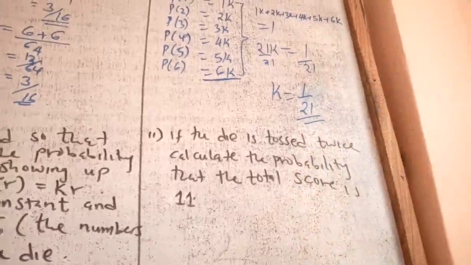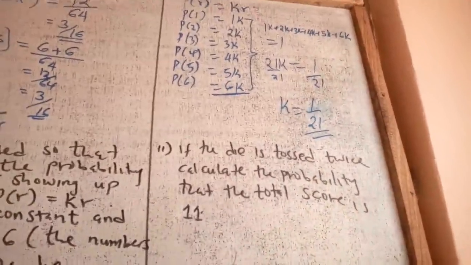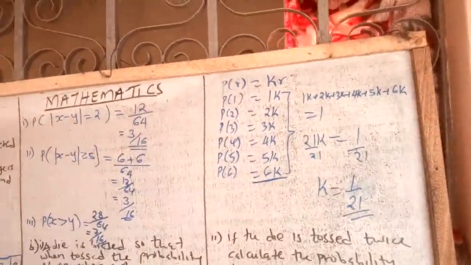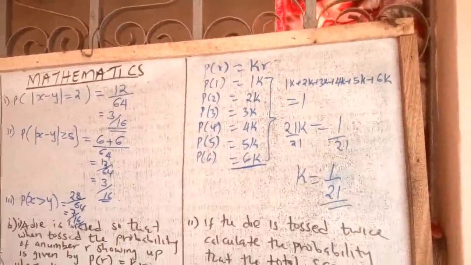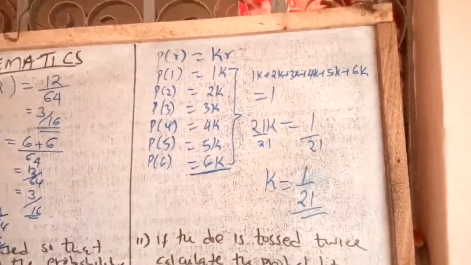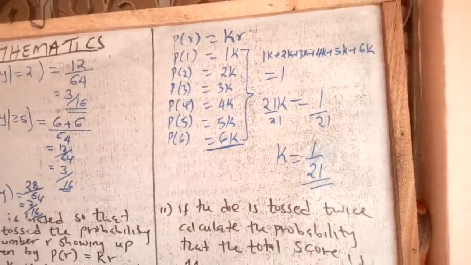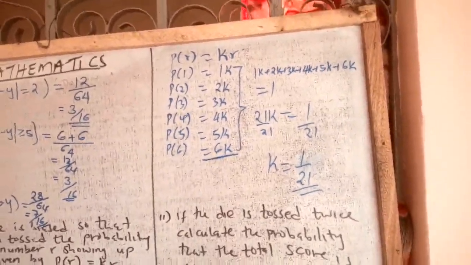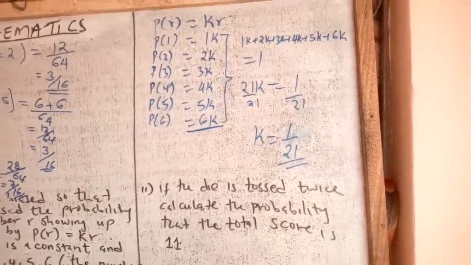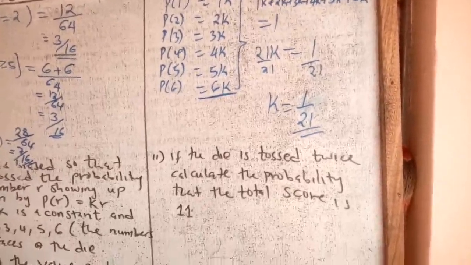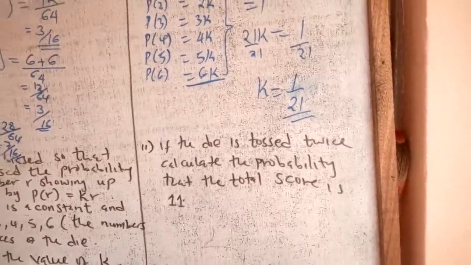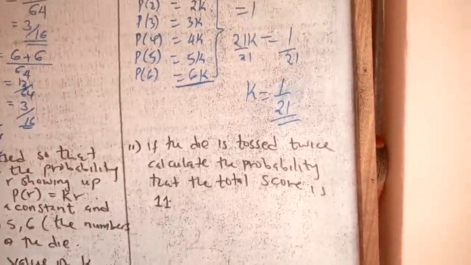You can see it is well illustrated. You're supposed to know that the probability always ranges from a value greater than 0 to a value equal to 1 or less than 1. And therefore, you add all the k's, and after adding them, you will get a total of 21k. And what about the range? The range is 1, and therefore you equate it to 1, because the total probabilities of all outcomes should be equal to 1. And therefore, you divide both sides by 21 and you will end up getting the value of K being 1 over 21.